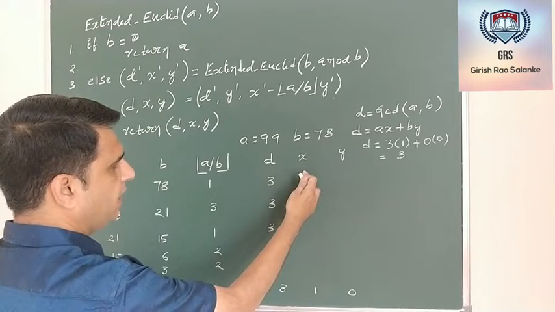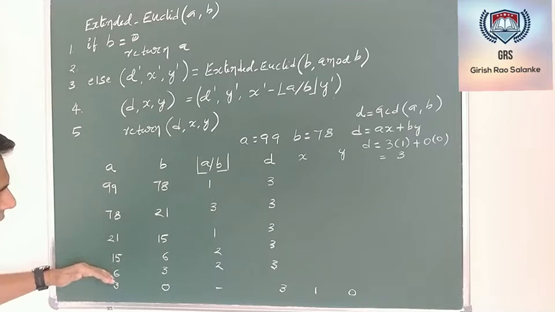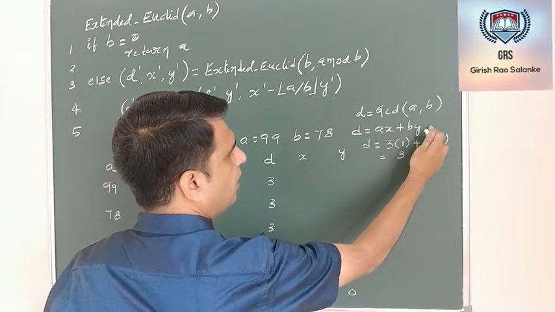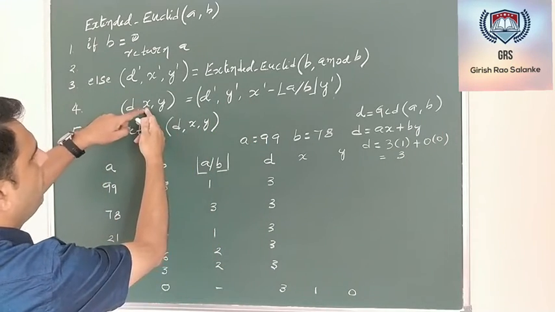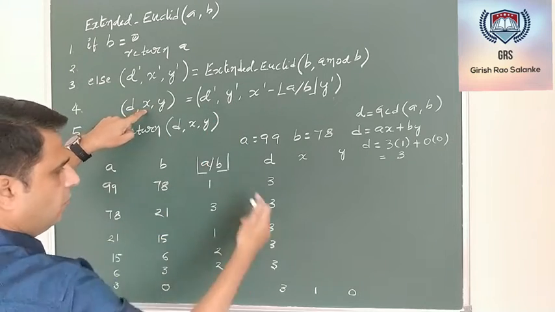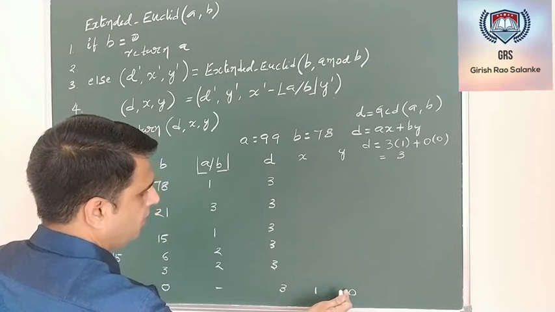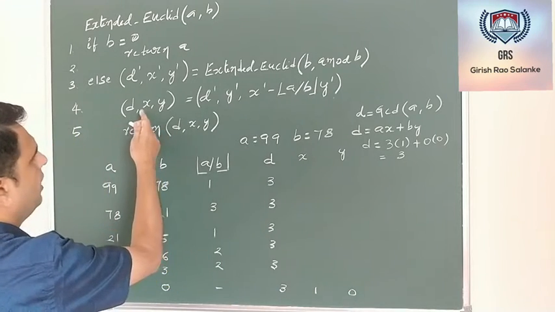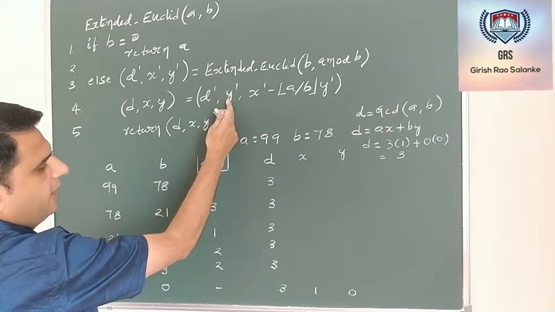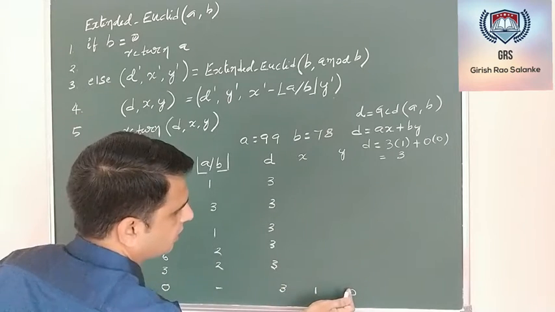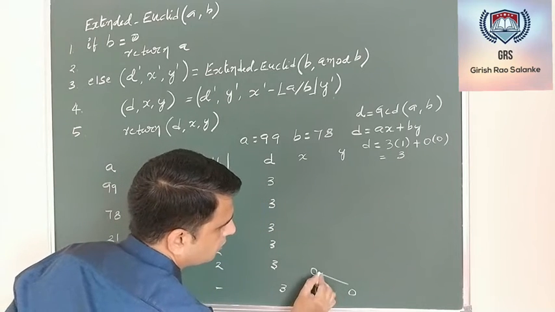Now I should find the other values of x and y in the first, second, third, fourth and fifth iterations, so that this equation is true. Now if you go back here, what is the value of x? The x value is nothing but y dash. So for the previous iteration, the x value will be this y. If you see here, d, x, y is nothing but d dash, and x is nothing but y dash. Y dash is the value of y in the next iteration, so this will be my x now.